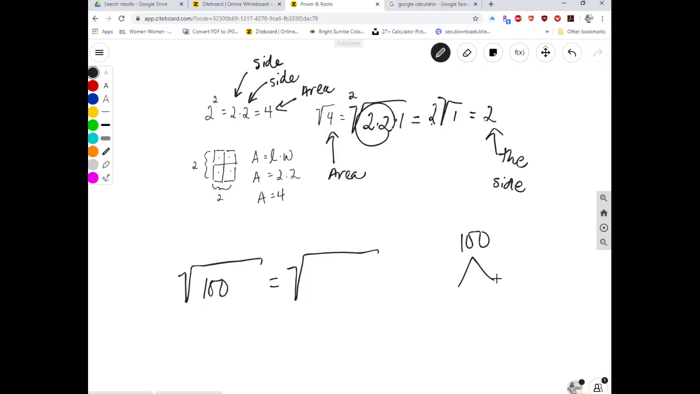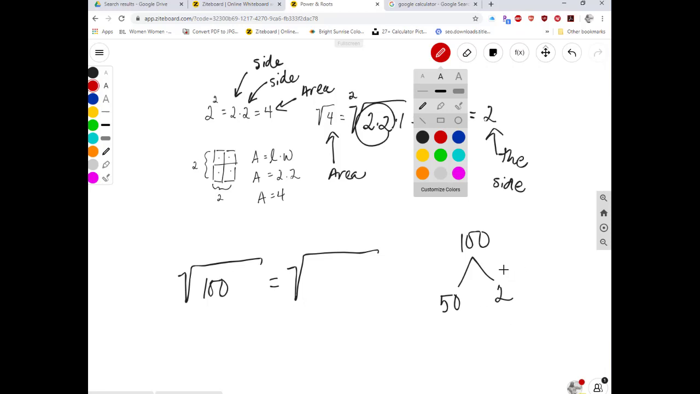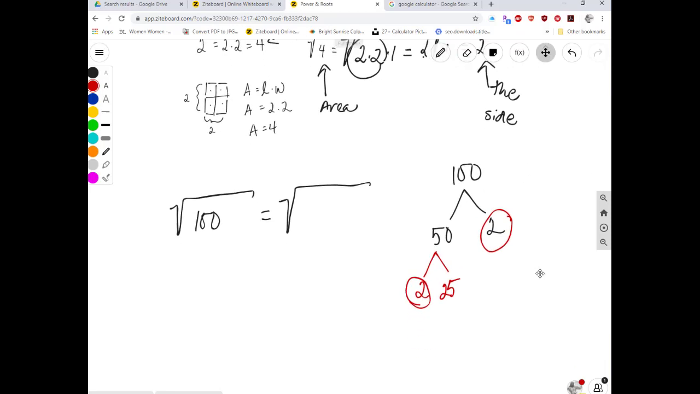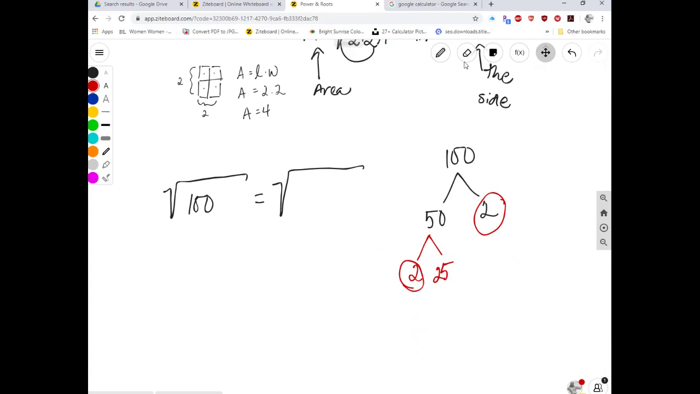What are some ways that I can make 100? Well, I can make 100 by, let's just say 50 times 2. Okay? Is 2 a prime number? Can I get the product of 2 through any other way except multiplying 2 times 1? No, I can't, so 2 is a prime number. Let's keep factoring 50. How can I get 50? I can get 50 as 2 times 25. Okay? Is 2 a prime number? Yes, we already decided 2 was a prime number. 25 is not a prime number. I can break down 25 even further, into 5 times 5.